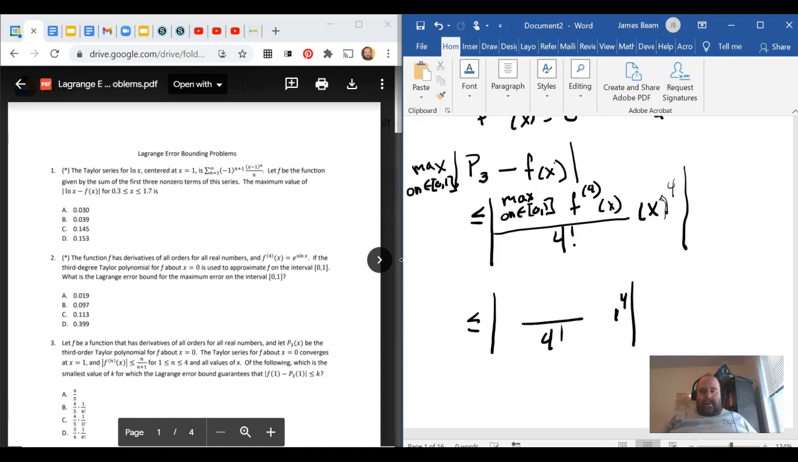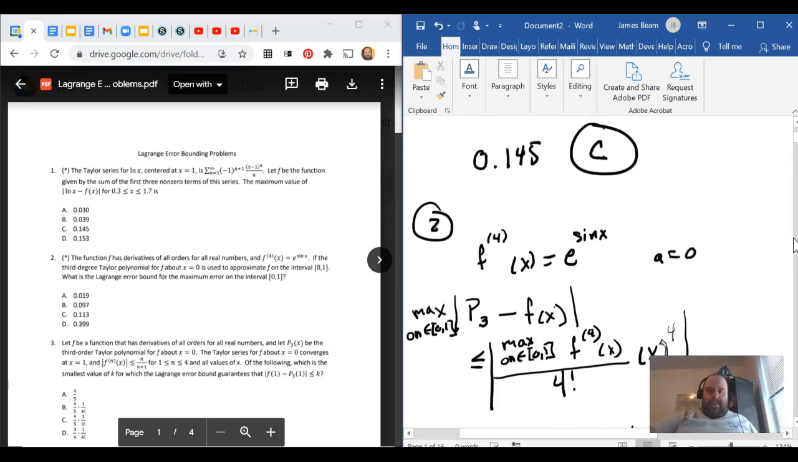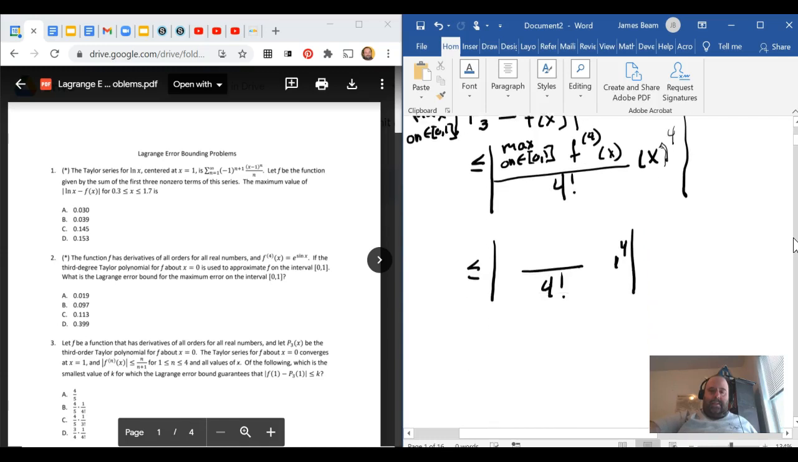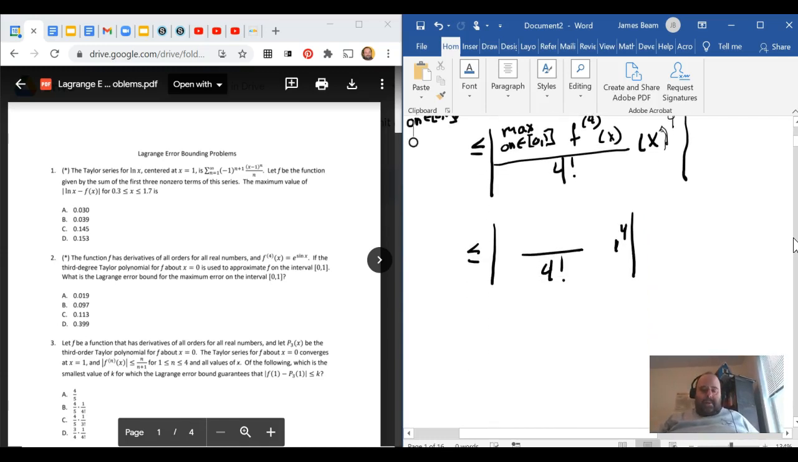This is 4 factorial, that's a constant, that's not changing. And then I need to know where is the derivative its maximum on 0 to 1. So that's e to the sine x. So if I think about this, on 0, 1, sine of x is increasing, right? Because it actually increases from 0 to pi over 2.